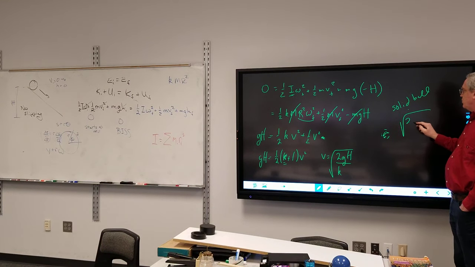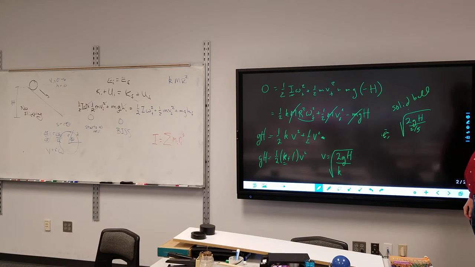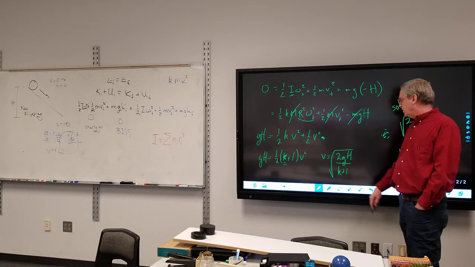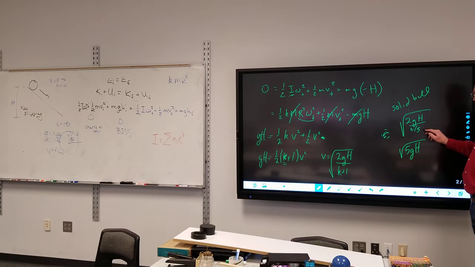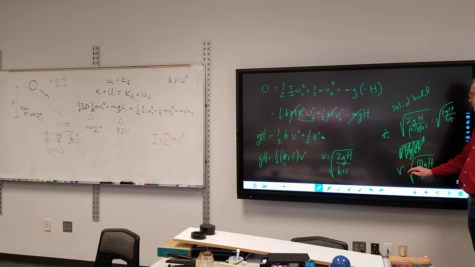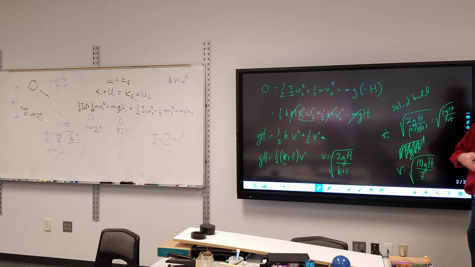So if that is a solid ball, then I get the square root of 2gh over 2/5, which is the square root of 5gh. Oh, wait a second. That's k plus 1. This is the square root of 2gh over 7/5. There we go. That would be more familiar. So the square root of 10gh over 7. I knew it had to be smaller than the frictionless sliding.